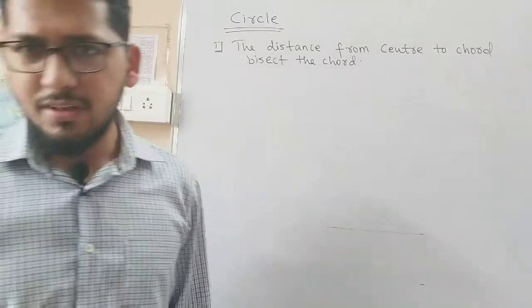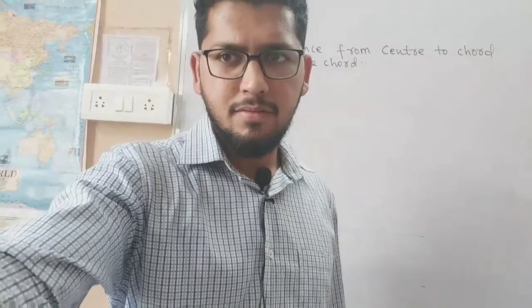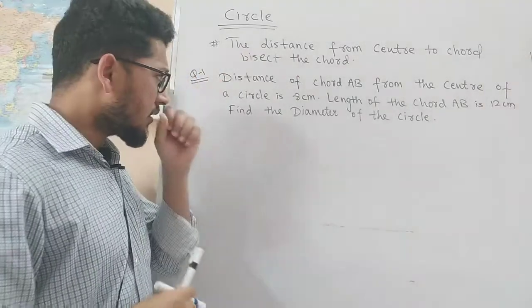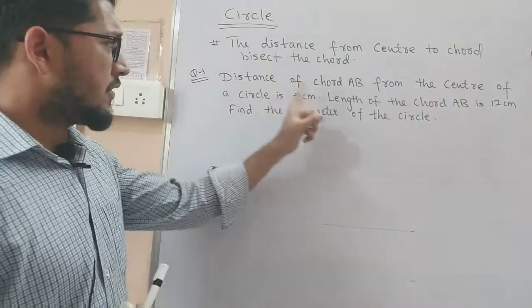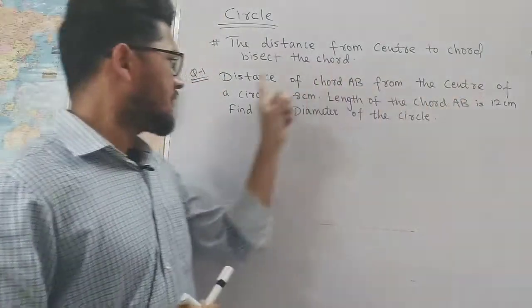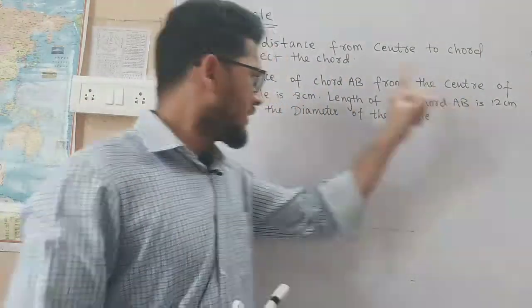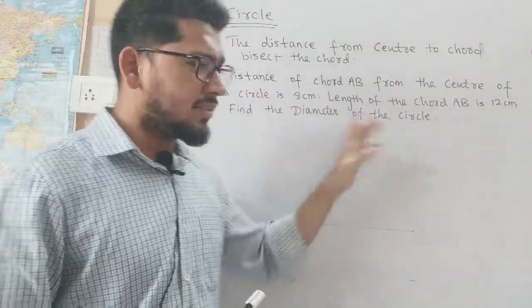Here the first question is given. Question number 1: the distance of a chord AB from the center of the circle is 8 centimeter. The length of the chord AB is 12 centimeter. Find the diameter of the circle.